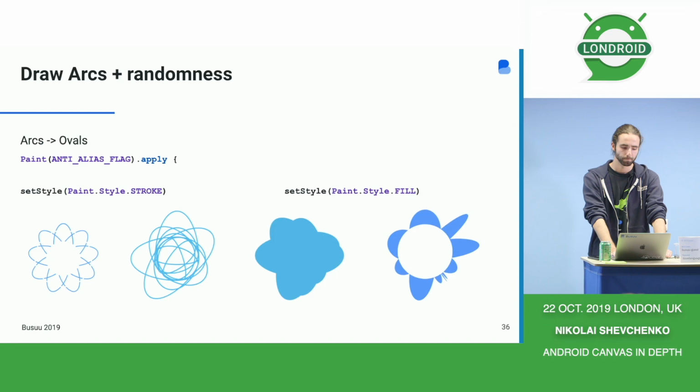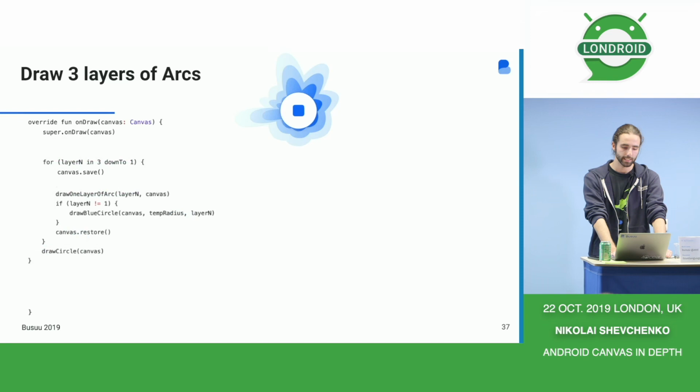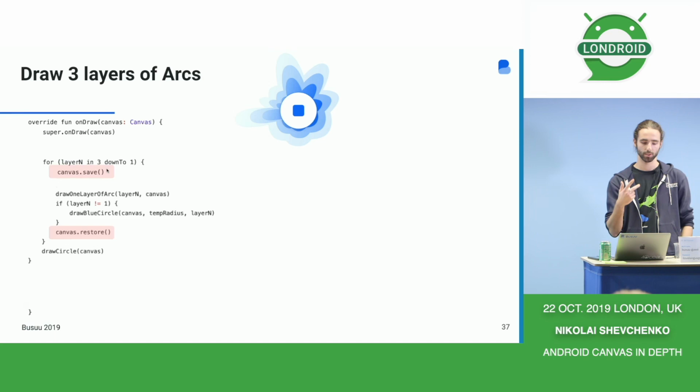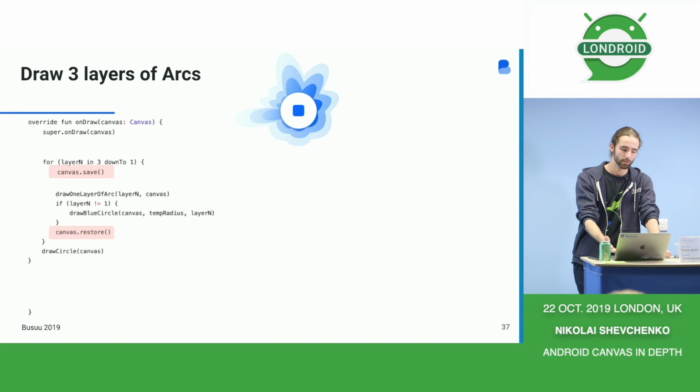And as you saw, initially this was the shape, and it had three layers. The external one was lighter, and all the way inside it was getting darker. How do we do that? Obviously, we do a for loop. From layer N, there's a bit of Kotlin, so we go from 3 down to 1. So we do three layers. And the two operations that I use in here are canvas save and canvas restore. In between them, I call draw one layer of arcs, which is the method we've seen before, where I rotated the canvas all around 360 degrees.